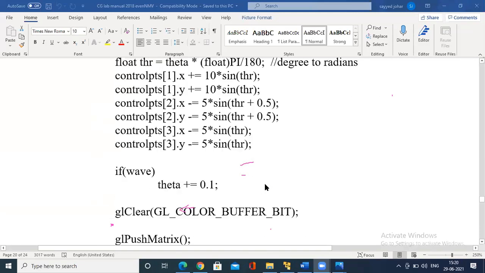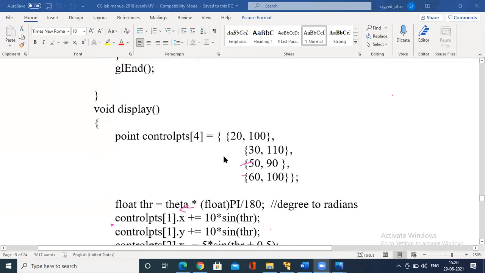Now let me come to the display function, one of the important functions. We have taken 4 control points. These control points start along the x-axis at 20, 100. Similarly, control point 1 starts with 30, 110. Similarly, this control point starts off at 50 along the x-axis, 90 along the y-axis. Just analyze. This one is around 60, and you could vary 60 and 100.